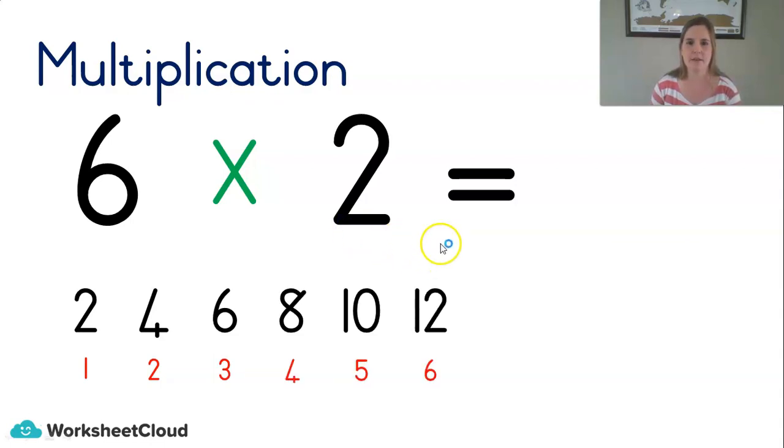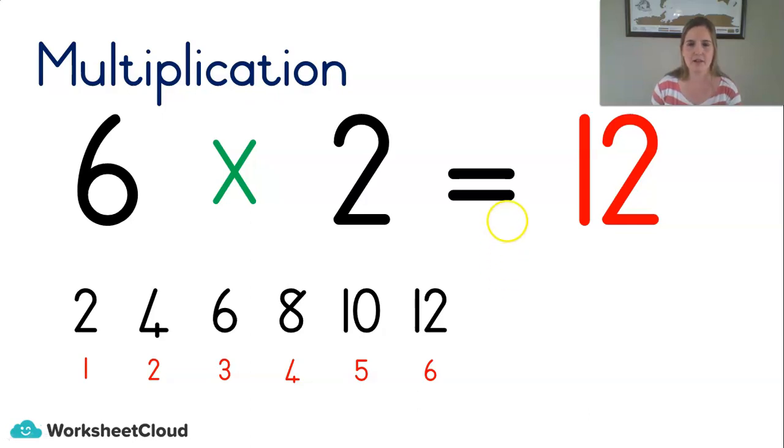2, 4, 6, 8, 10, 12. There we go, we've done 6 groups of 2, and so that is 12. 6 times 2 is 12. If it helps, you can use your fingers and count out twos using your fingers until you've done it 6 times.